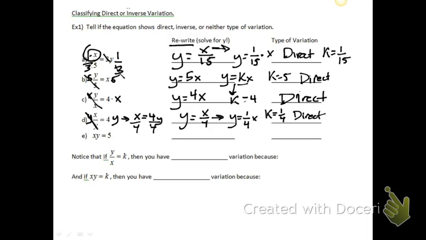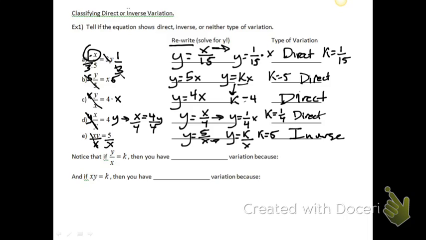This last one, I have x times y equals 5. If I get y by itself here, I'd have to divide by x, and I'd end up with y equals 5 divided by x. Now here is the only time where x showed up in the denominator. So this fits the pattern y equals a constant divided by x. That's inverse variation with a k value of 5.